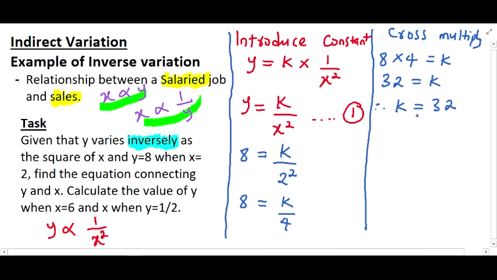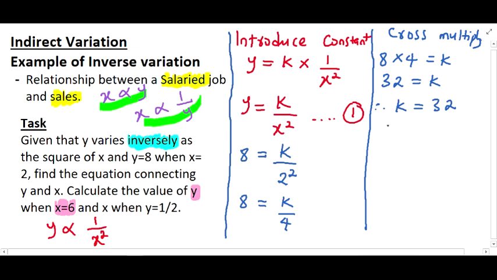Okay, let's check out the next question and know how to solve for it. Now, the next question stem is saying calculate the value of y, which means y is actually unknown, missing, when x is 6. Okay. So remember the rule that says always bring back a general equation.